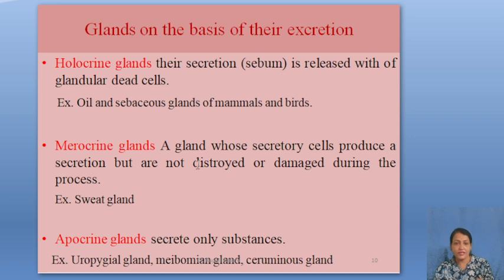Merocrine glands are the second type on the basis of their secretion. It is a gland whose secretory cells provide a secretion but are not destroyed or damaged during the process. An example is the sweat gland. The third one is the apocrine gland, which secretes only the substance. An example is the uropygial gland, found on the tail region of birds, which is used for preening, or piercing their feathers. Then meibomian glands, also found in the eyelids, and ceruminous glands, found in the ear. This is all about the three types of glands on the basis of their secretion.